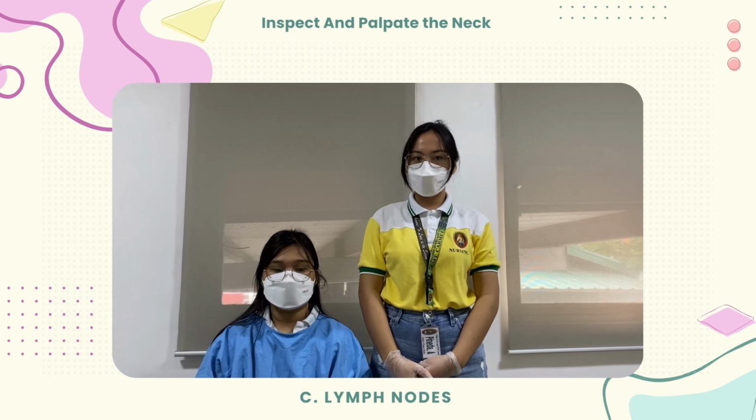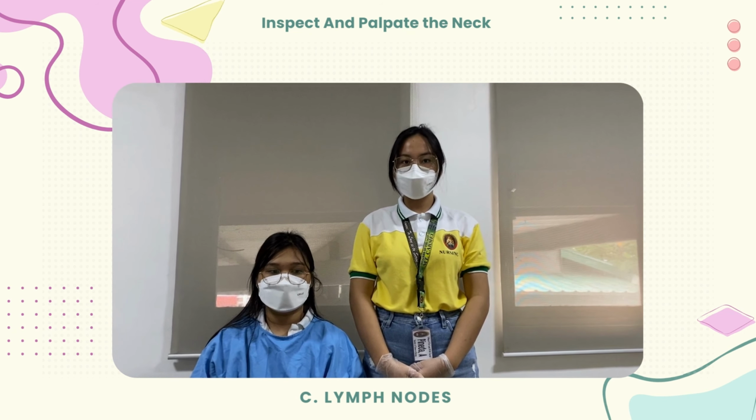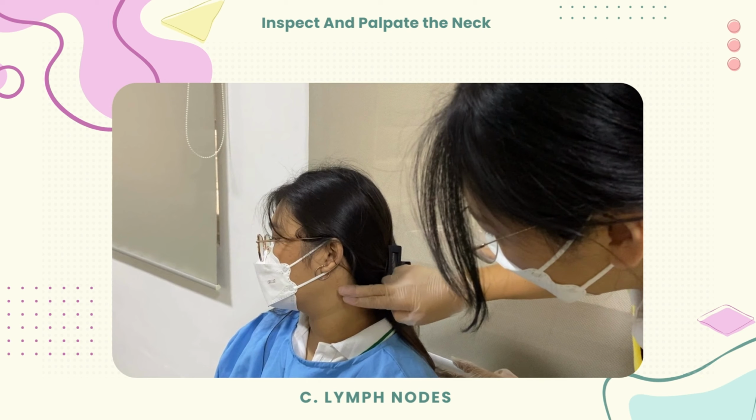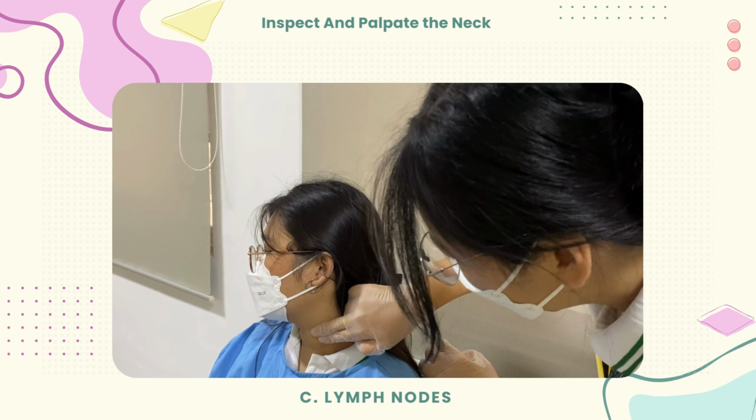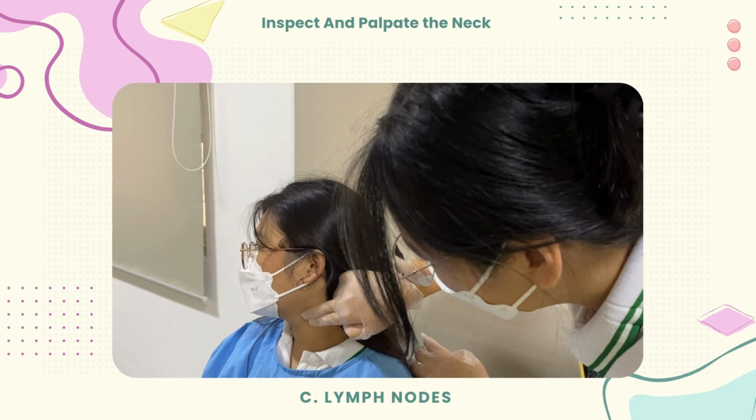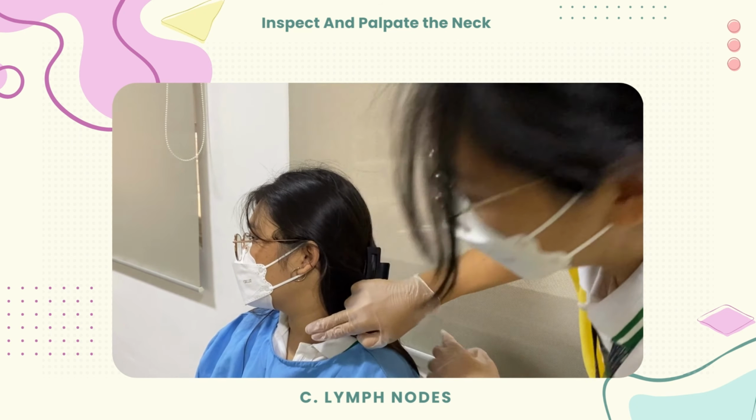Next, we need to inspect and palpate the lymph nodes. Using a gentle circular motion of your finger pads, palpate the lymph nodes. Begin with the preauricular lymph nodes in front of the ear. Palpate the 10 groups of lymph nodes.